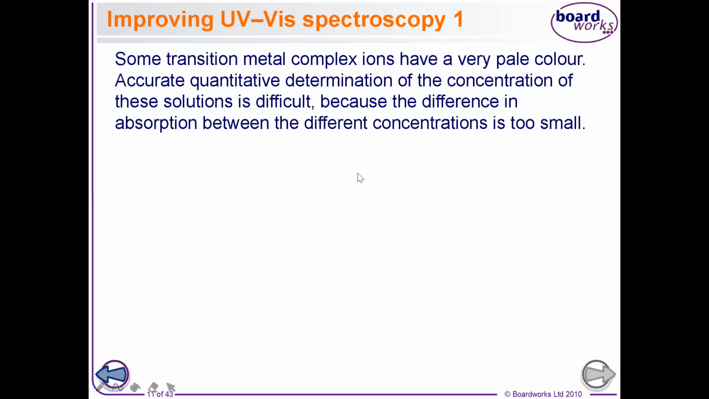Okay, so improving the UV-based spectroscopy. Some transition metal complex ions have a very pale color. Actually, this is also my problem. When the solution is pale, oh my goodness, I can't really determine the color. So accurate quantitative determination of the concentration of these solutions is so difficult because the difference in the absorption between the different concentrations is too small. If the color is pale, it only means that the concentration is less.